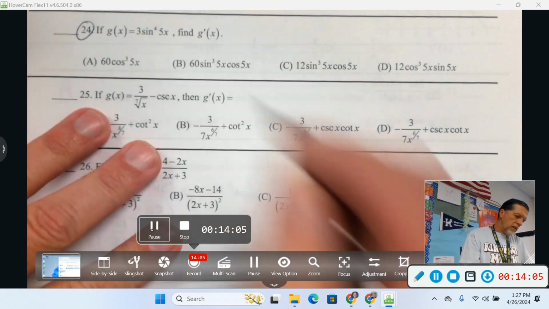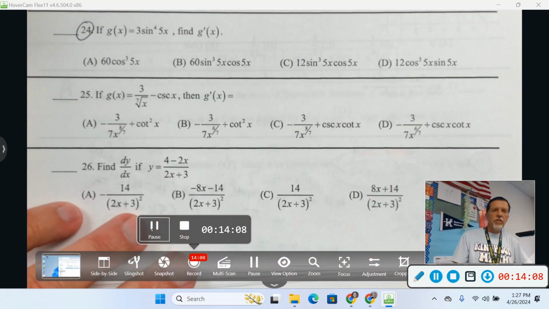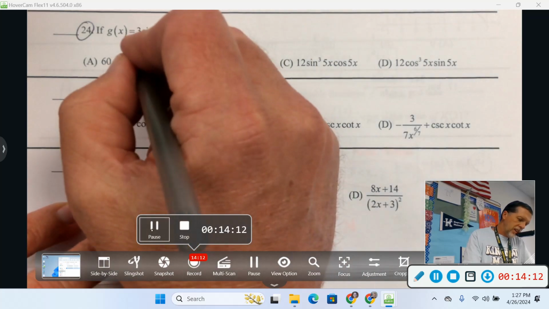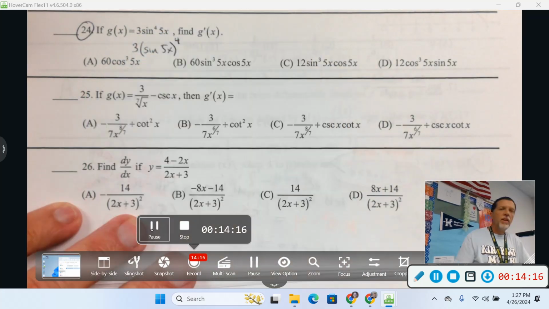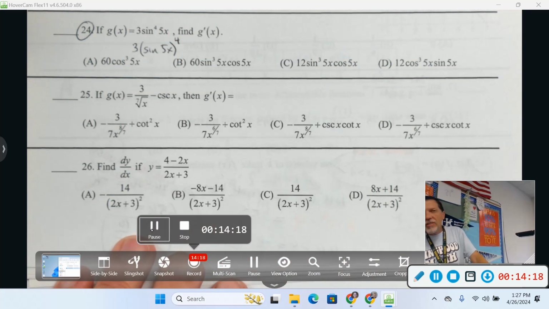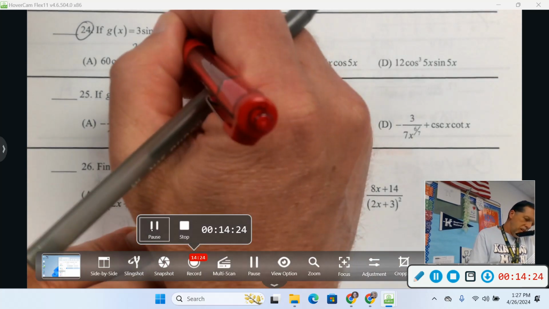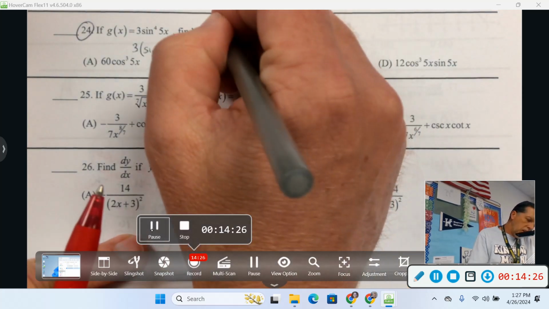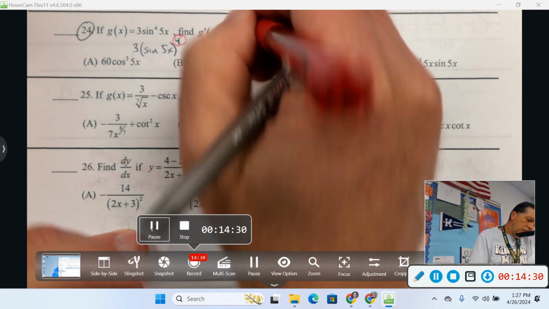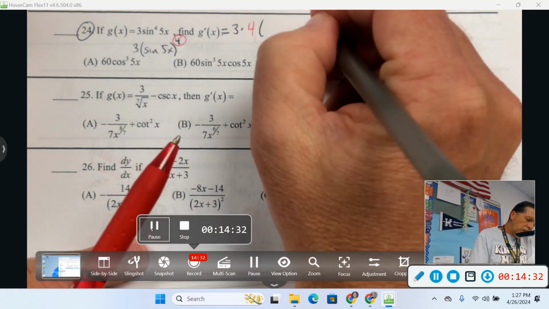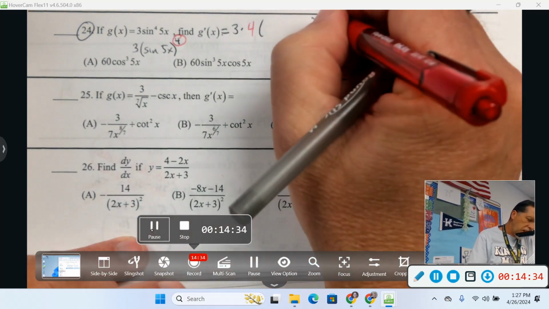24. G of x equals 3 sine to the 4th of 5x. Oh, this looks like chain rule, chain rule, chain rule. You don't have to rewrite it. I like rewriting it because then it's obvious who the outermost function is. So that's 4. So I'll have 3 times 4, and then all of that stuff to the 3rd.